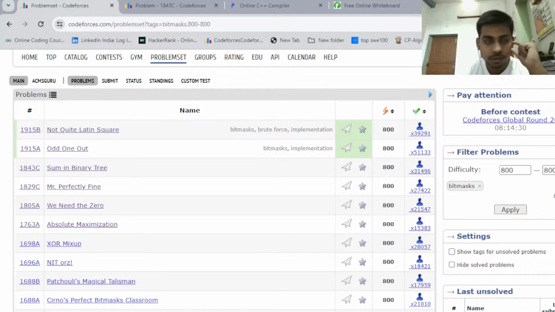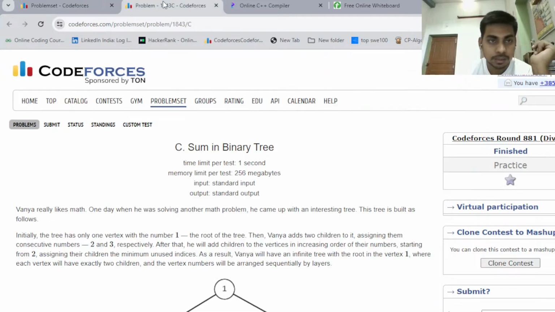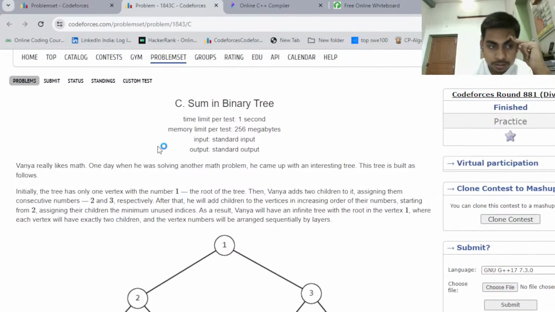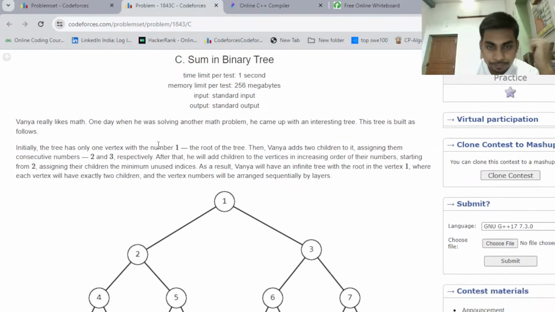Hello, this is Rohit. Today I'm going to solve the third BitMasks question, which is Sum in Binary Tree. This is basically a tree question, but there is no need to create a tree and do traversal and these things. So we can solve it. Let's see what the question says.